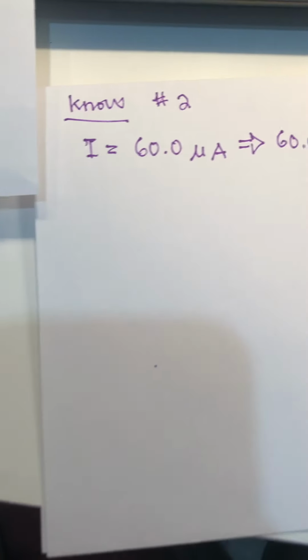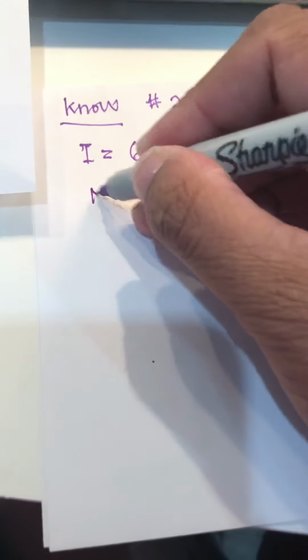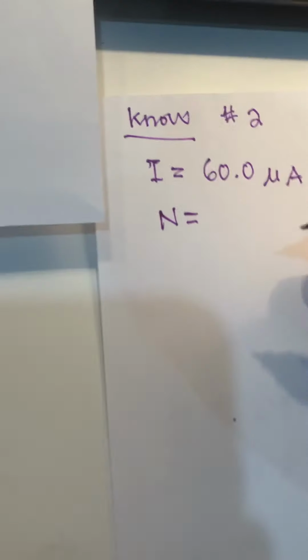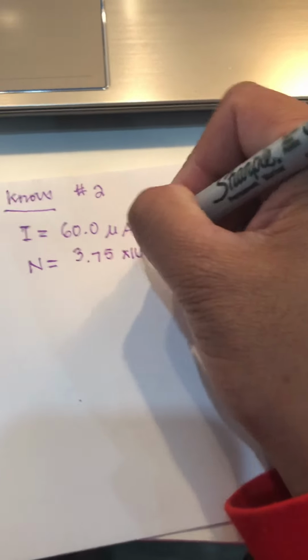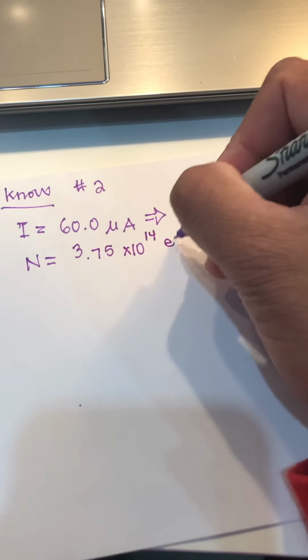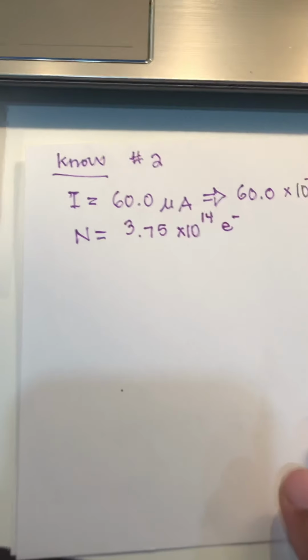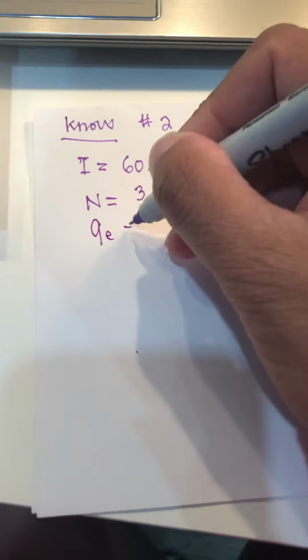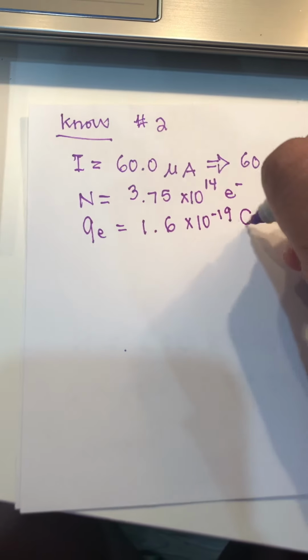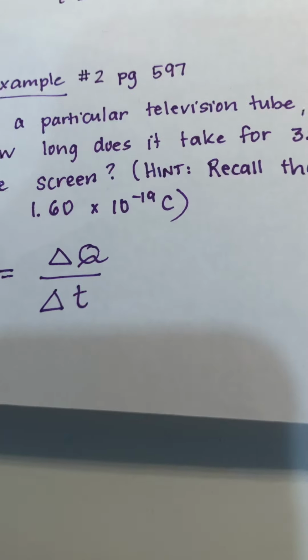Okay, so this is for I. Then they give us N, from the hint. N is the number of electrons that strike the screen. So N is going to be 3.75 times 10 to the power of 14 electrons, and I'm just going to use e negative for the electrons. And then they give me Q of the electrons, and the Q of the electrons is 1.6 times 10 to the power of negative 19 coulombs. That is straight from the problem.